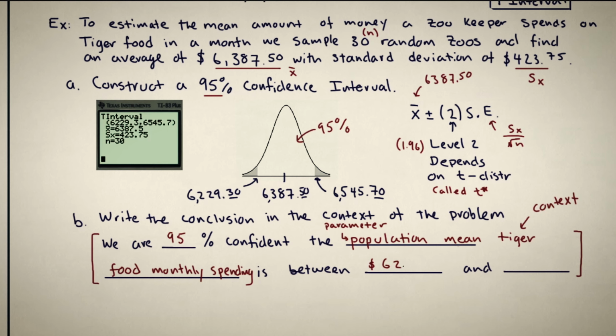Between $6,229.30 and $6,545.70. Well, there is some fluke chance that the zoos that I happen to sample, maybe they were all just like luxury zoos in LA where they feed their tigers filet mignon. And because of that, it's thrown these statistics off. So it isn't plausible, but it is possible that the true population mean is outside these numbers.